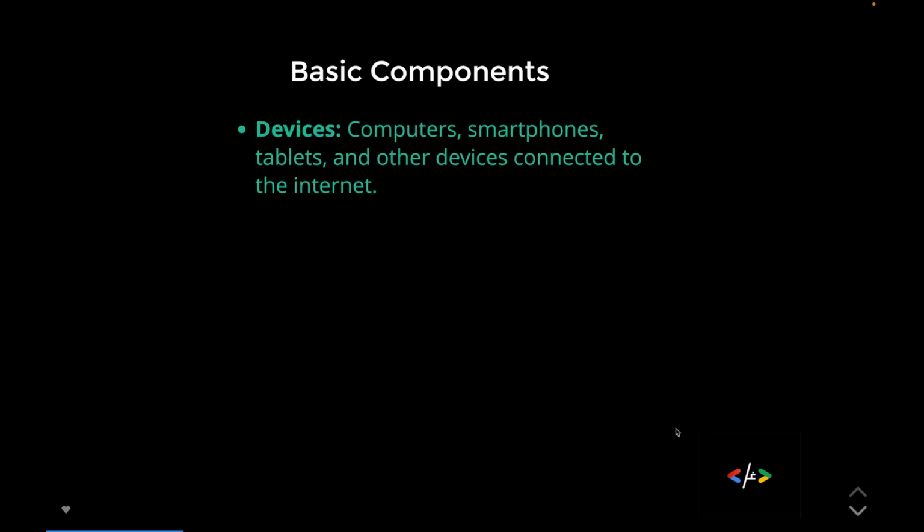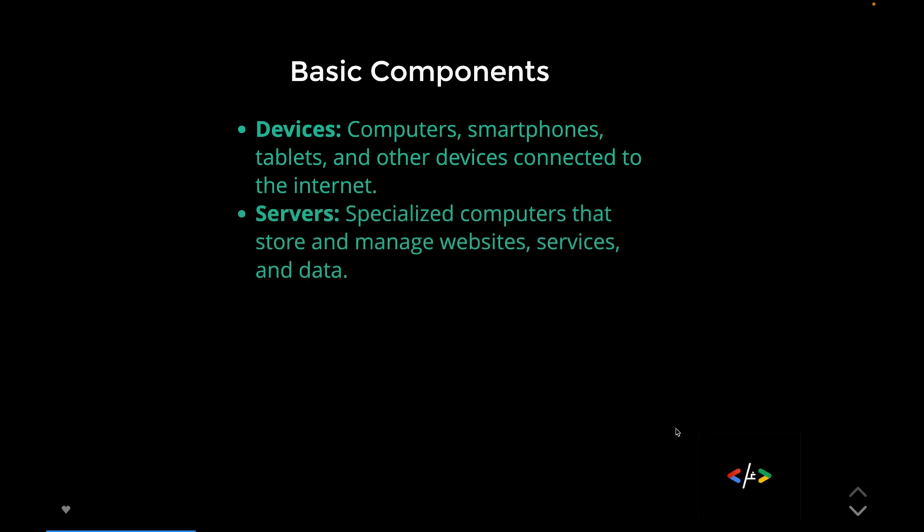So we have our basic components of the internet. The first one is the devices, which is what you access the internet with. It might be your computer, your smartphone, your tablet, any device that you use to access the internet. Then we have another type of device called the server. The servers are also computers, just like the computers you use to access the internet. But these servers are specialized computers that store and manage websites. They store information that you access when you use the internet. So the information is coming from a place called the server.